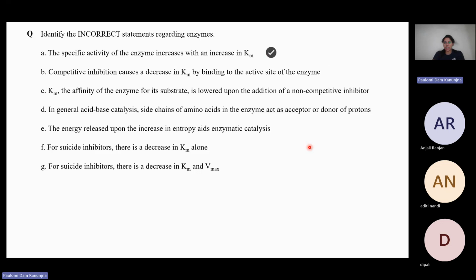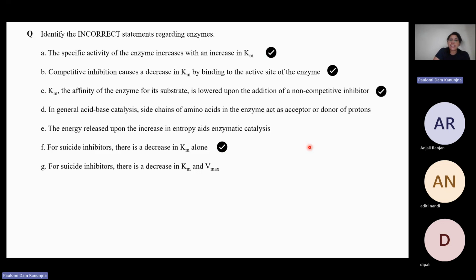First, let me give you the answers. So A, B, C, F. Those are the incorrect statements, right? I think A, B, C, most of you got correct, or all of you got correct for that matter. And we'll look into the latter four.